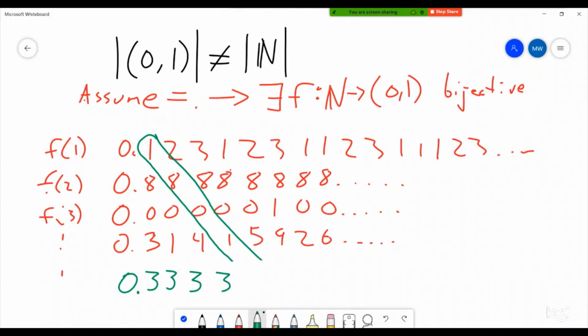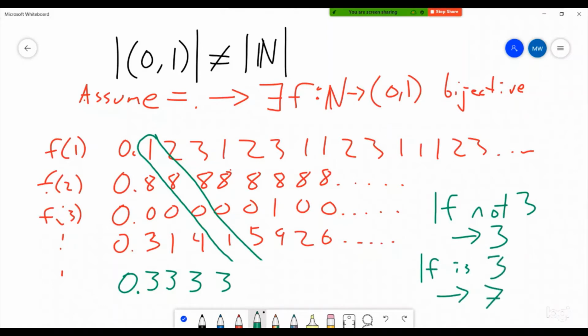So let's say that our digit function says if not 3, it becomes 3. So if it is 3, make it a 7. So we just need to change it to something. It doesn't matter what we change it to. You could say if it's not a 6, change it to a 6. If it is a 6, make it a 2. That would be another perfectly valid digit change function.